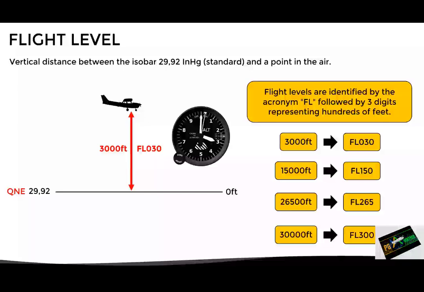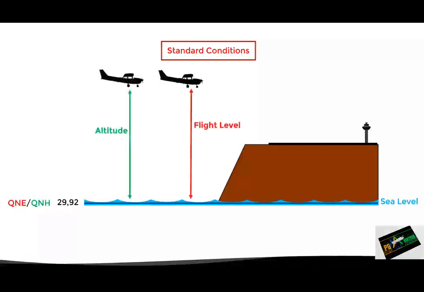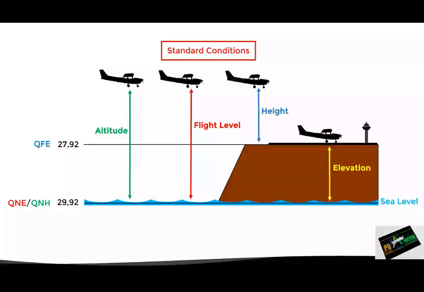Now, let's go through some practical examples of situations that may arise. Let's begin with standard conditions. In this case, the sea level pressure is 29.92 inches of mercury, which means that QNH and QNE will be equal, and therefore the altitude and flight level will be the same. And using this setting, while on the ground, the altimeter will read elevation. Now, suppose that at this particular airport, the QFE is 27.92 inches of mercury. If the pilot sets this as barometric reference, the altimeter will read the height of the aircraft above that airport.